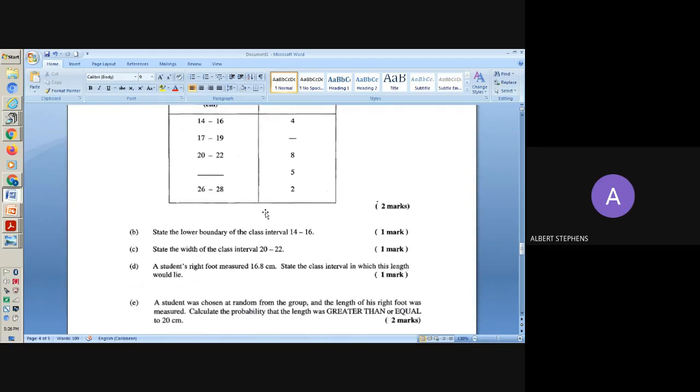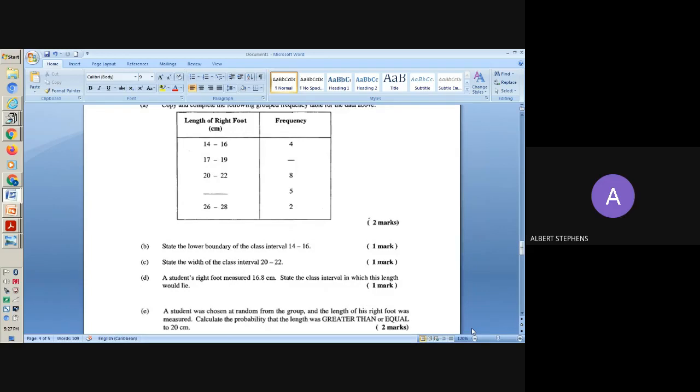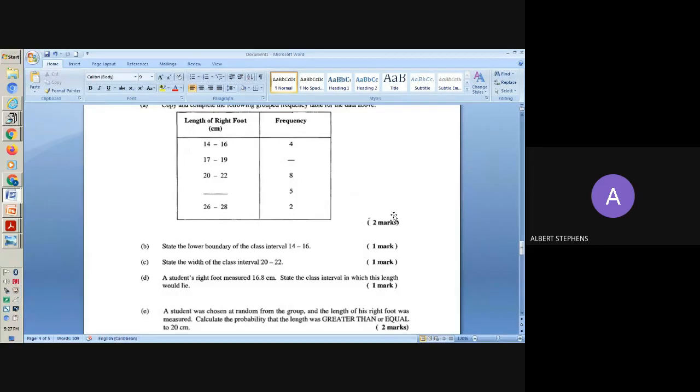All right. Look at E. How do you work with E? And what's the answer? This is talking about probability. How many students in the class? 25. So what's the answer?